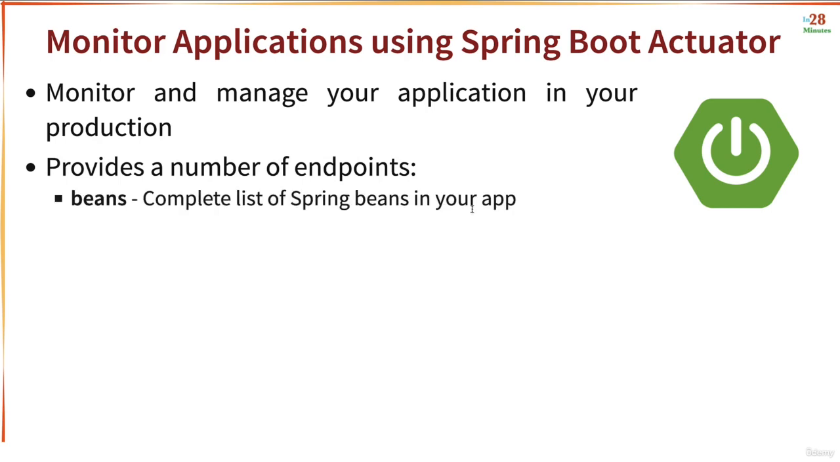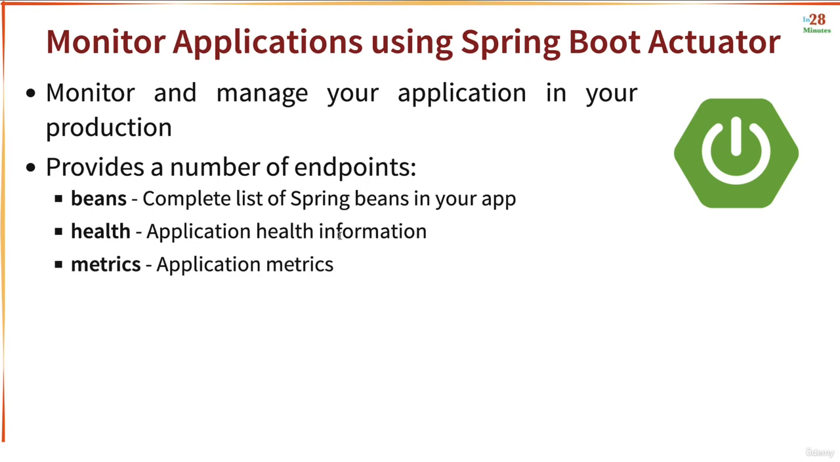You'd be able to look at all the Spring beans which are part of your application using this beans endpoint. You have the health endpoint where you can look at the application health information. Is your application up and running? That's health. You can also get a number of metrics related to your application by going to the metrics endpoint. And you can also get details around all the request mappings that are configured in your application when you go to the mappings endpoint. There are a lot of other endpoints which are exposed by Spring Boot Actuator. What I'm showing in here is a selection of them.